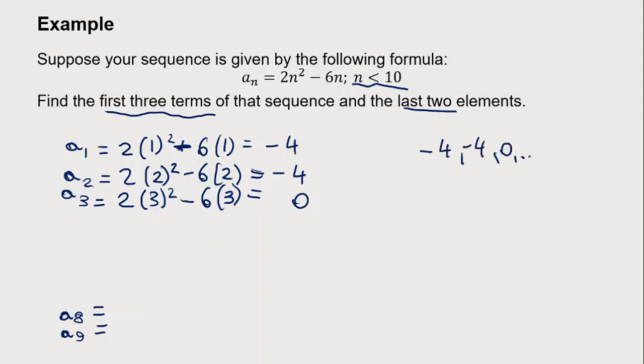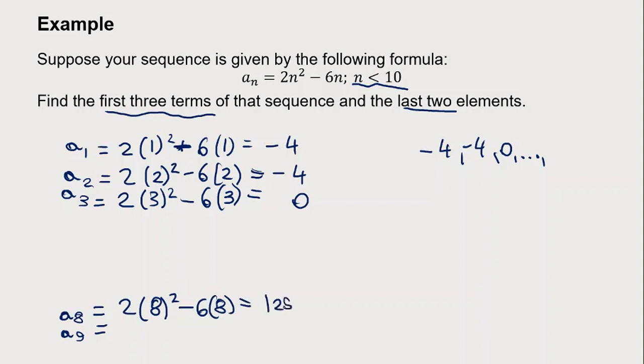0. Then I don't know what it does in between, but it will terminate with a8 and a9. So taking the value of 8 now, 2 times 8 squared minus 6 times 8, we have 64 times 2, that's 128.